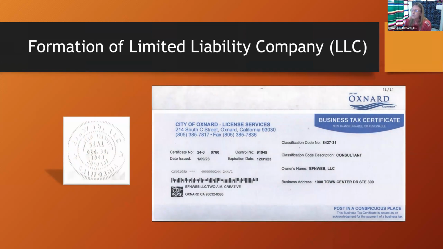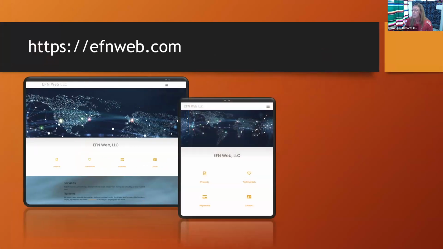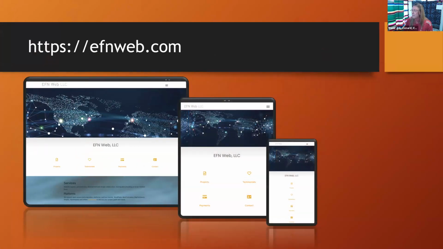So I'm now chartered with the state, registered, licensed with the city here locally, and it all feels pretty official. The name of the company is EFN Web. It's very simple. It's just my initials, Frank Nilsen, with an E in front and a web on the back. And I also have a local DBA, 2AM Creative, and that redirects to my business website, efnweb.com.